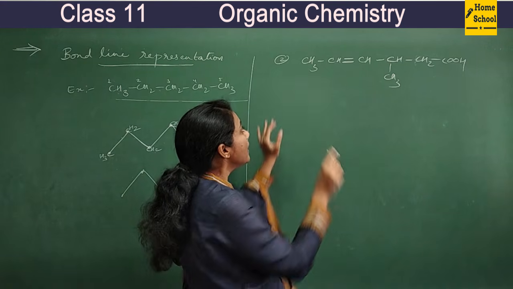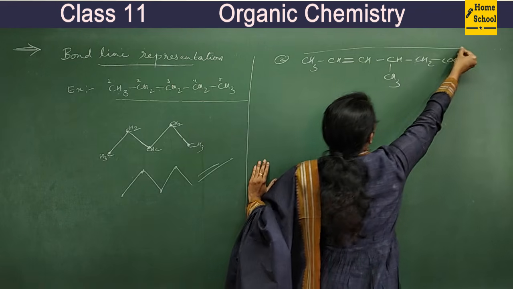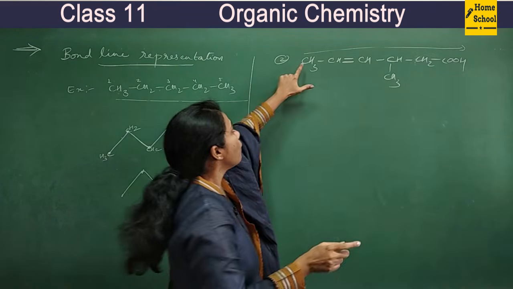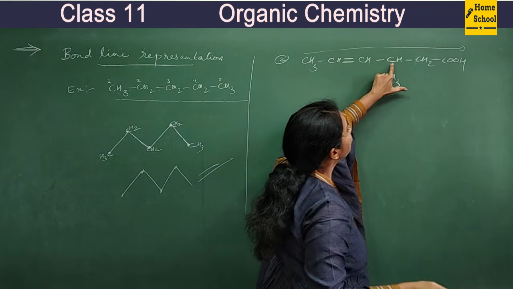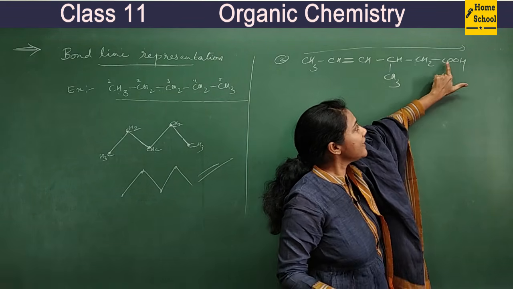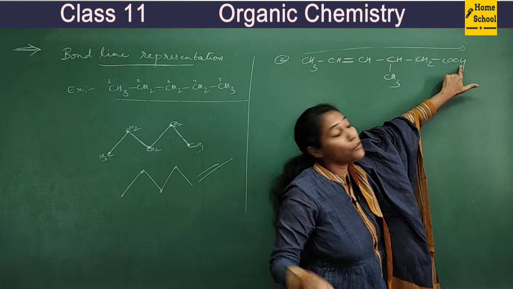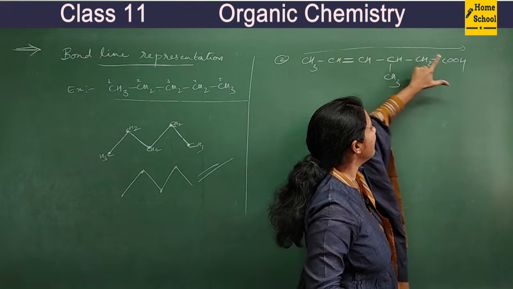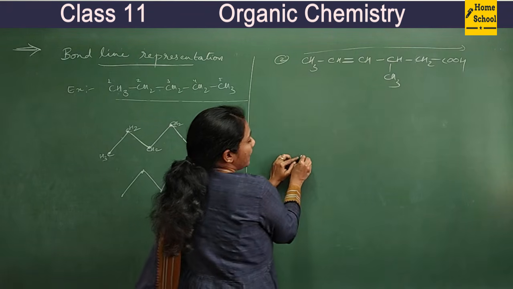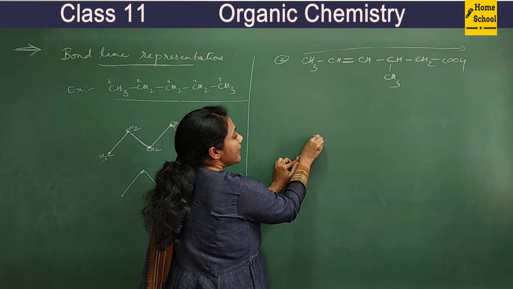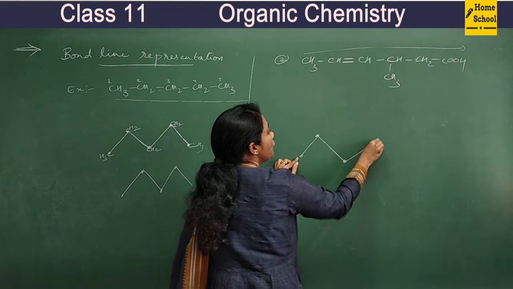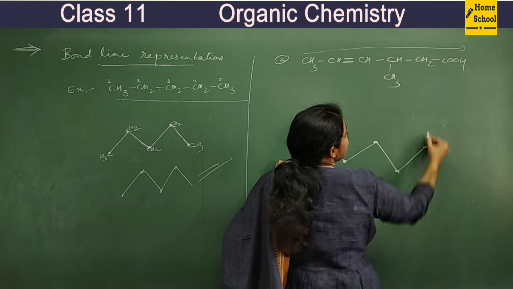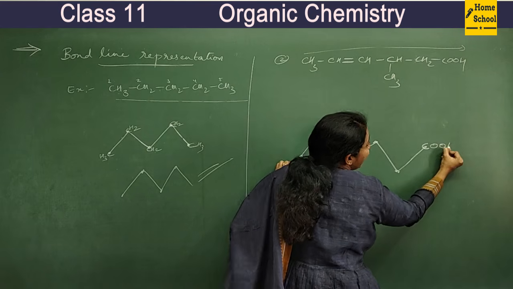First, what I need to do is count the carbon atoms in a straight chain. So you count from one end. 1, 2, 3, 4, 5, 6. But you see, this 6th carbon is there as a functional group. COOH means functional group, right? So let me start with a point from the bottom. This is first carbon, second carbon, third carbon, fourth carbon, fifth carbon, sixth carbon.